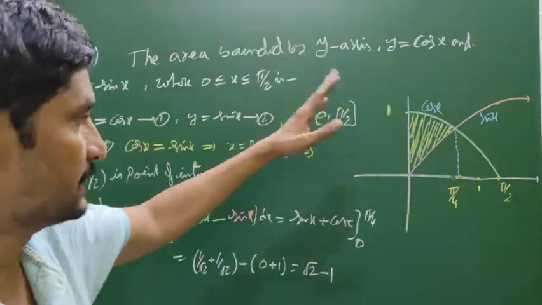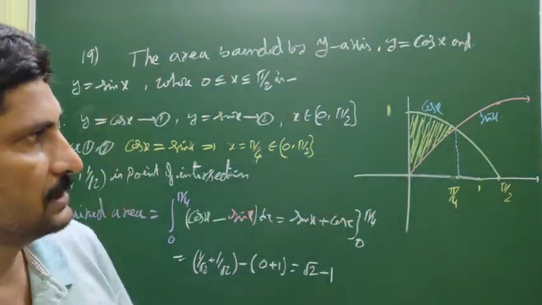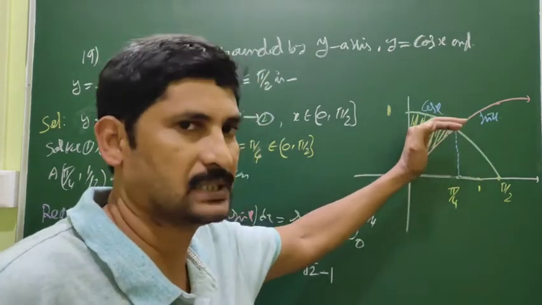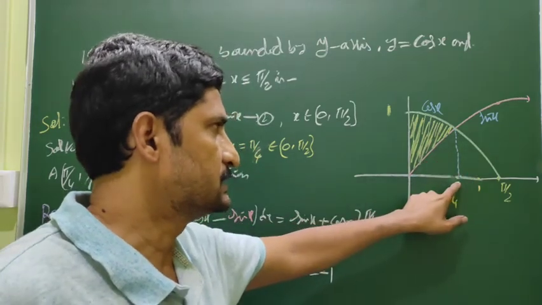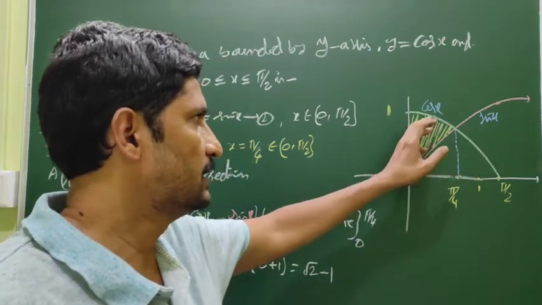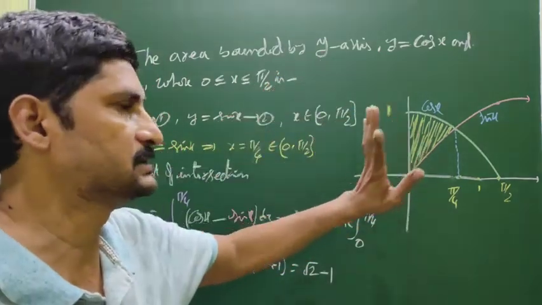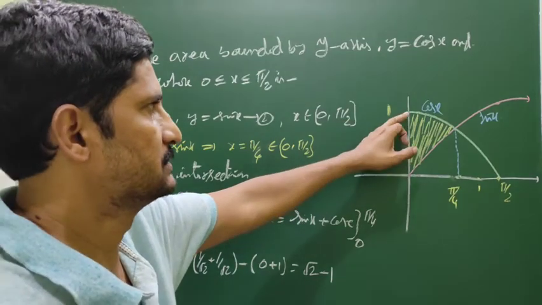Now the area with the x-axis and the y-axis, that is important. Because this shape is a triangle shape. This is the area with the x-axis, and this is the area with the y-axis. Now the question is with the y-axis. How do we find this area with the y-axis?